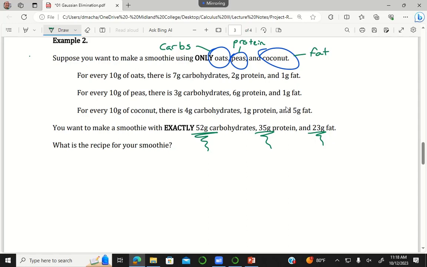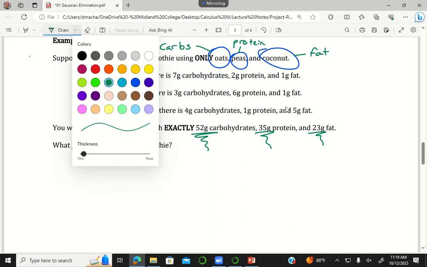Okay? And you happen to know that for 10 grams of oats, peas, and coconut, you have this breakdown of carbs, proteins, and fats. So then what is the recipe for your smoothie? A recipe would just be how much oats are we going to add, how much peas are we going to add, and how much coconut are we going to add. So we can write a system of equations.